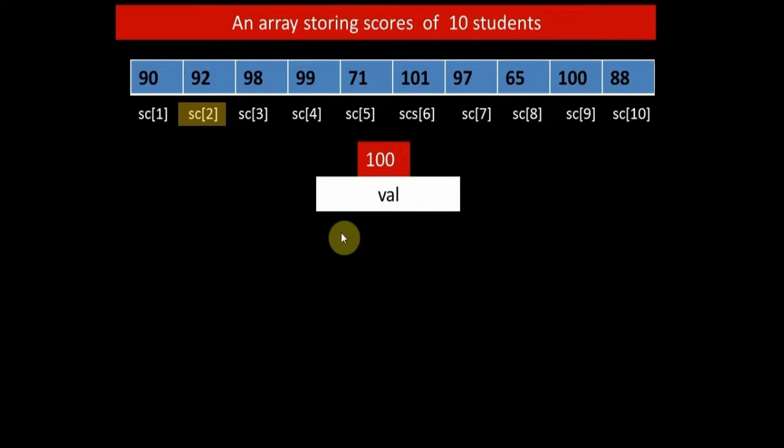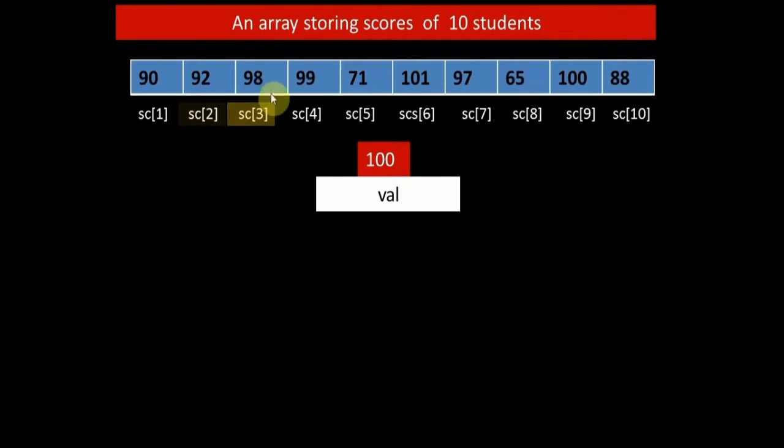So what we will be doing is we would compare the value 100 with the very first element, that is SC1. What is the value of SC1? 90. So both the values, they do not match. So what we will simply do is we will move to the next element. Next element is SC2, value of which is 92. We would compare it with the value of val, that is 100. Both the values do not match.